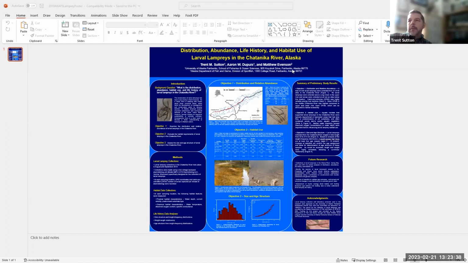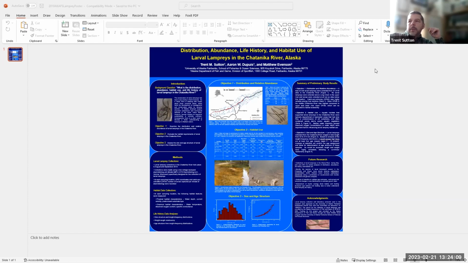And so in this case, we've got myself, one of my grad students, and then an ADF&G biologist. And so we've got these little superscripts that refer back to the addresses. So one in this case is the UAF address. The two is the ADF&G address. In your case, if it's you and your mentor and you're both at UAF, it might just be your UAF address. You don't need to put your email. You don't need to put your phone number, anything like that, just your affiliation.